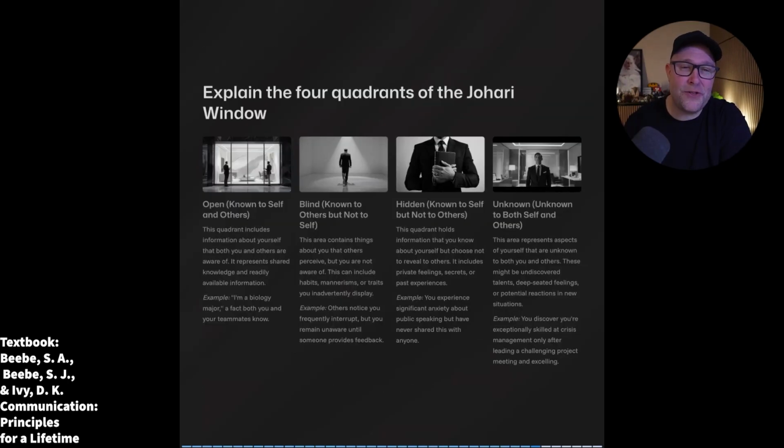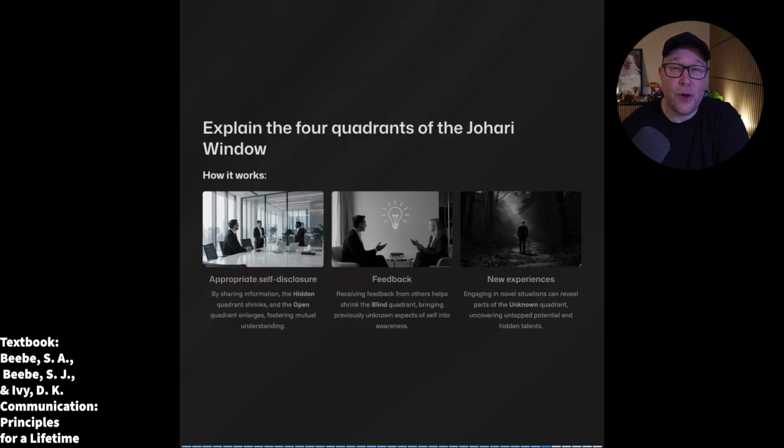So the four quadrants of the Johari window are open, known to self and others, blind, known to others but not to self, hidden, known to self but not others, and unknown, unknown to both self and others. So how can we use the Johari window to communicate better? We can use appropriate self-disclosure, feedback, and new experiences through the lens of the Johari window.